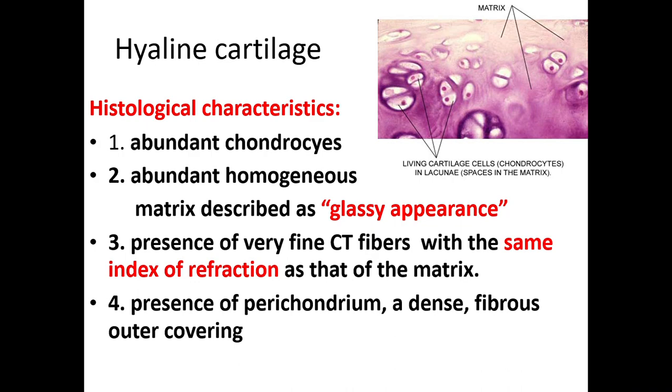Okay, so if we go into the characteristics of hyaline cartilage: abundant chondrocytes, and a homogeneous matrix described as glassy appearance. Take note of this number 2, glassy appearance. The reason why they appear glassy or transparent is that the connective tissue fibers and the matrix have the same or similar index of refraction. And take note, for hyaline cartilage, the presence of perichondrium, a dense fibrous outer covering.